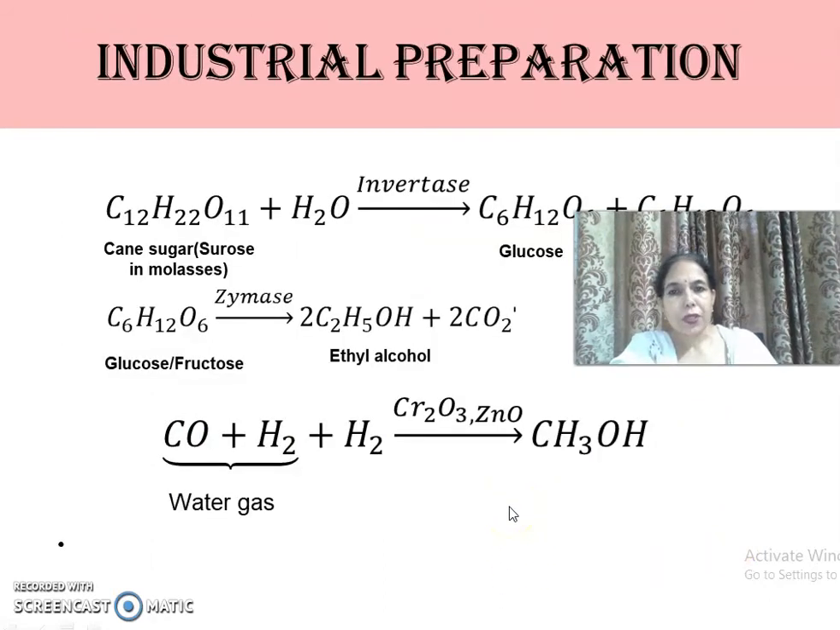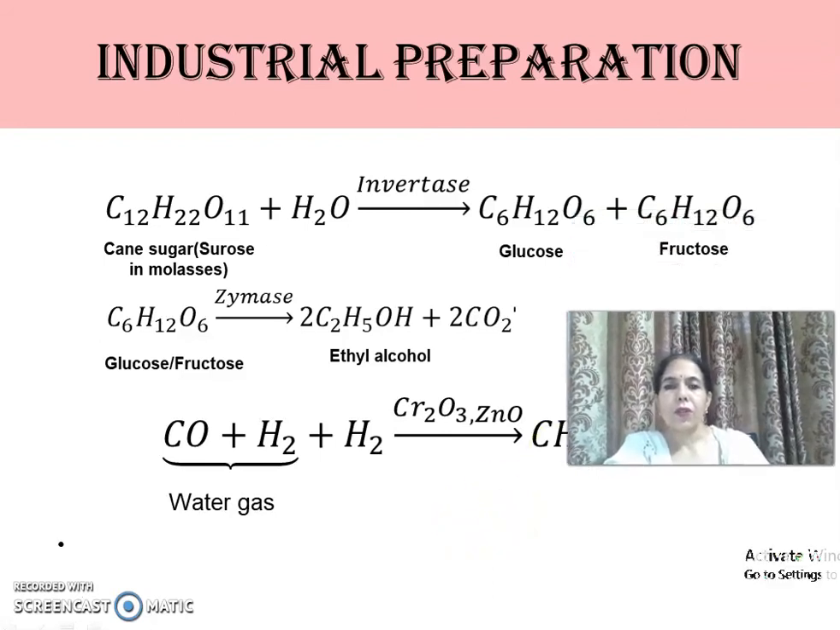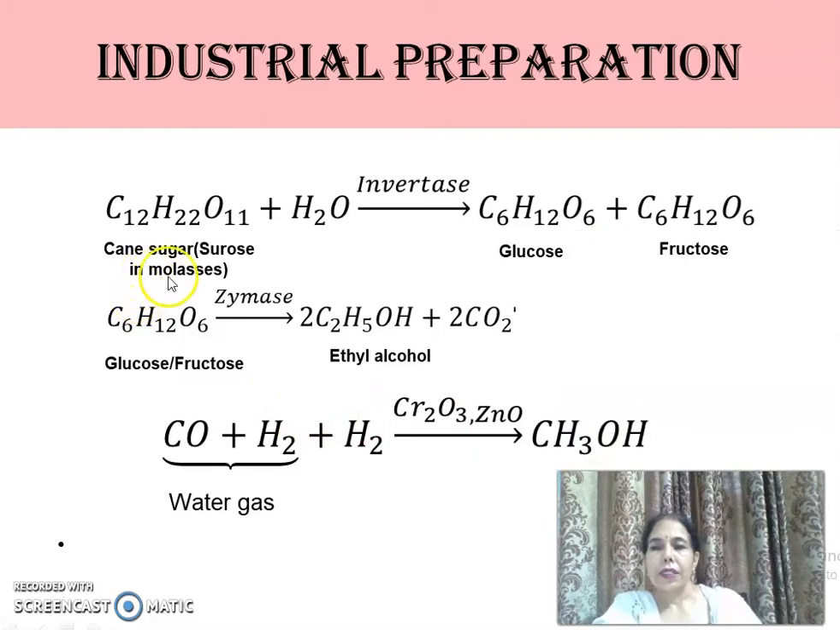The next is industrial preparation. Alcohols can be prepared industrially with the help of cane sugar, that is, sucrose in molasses. Cane sugar, when treated with invertase in the presence of water, gives glucose plus fructose. Glucose or fructose further reacts with the enzyme zymase to give ethyl alcohol plus carbon dioxide, that is, the alcohol as required. Ethyl alcohol is formed.